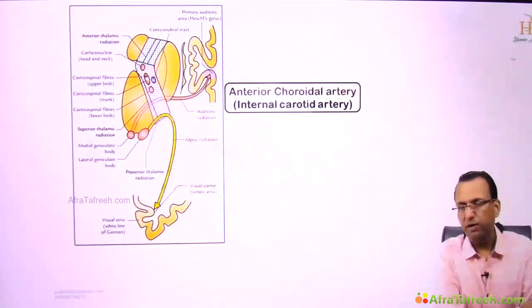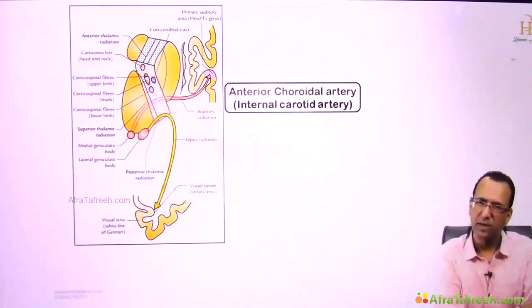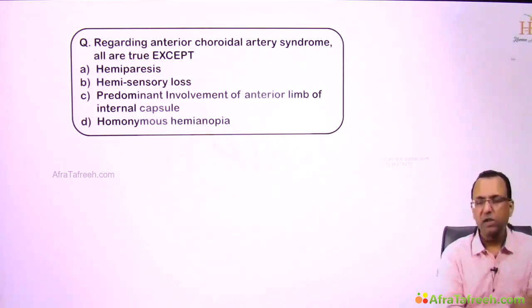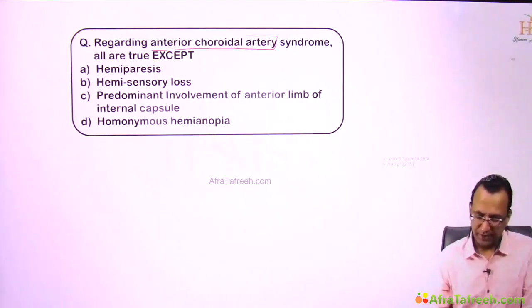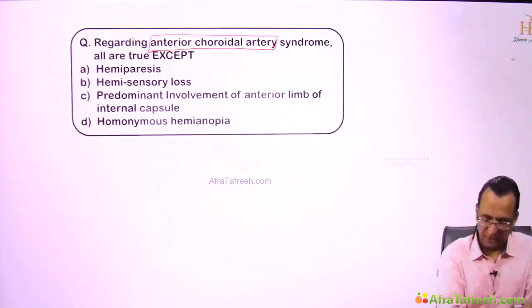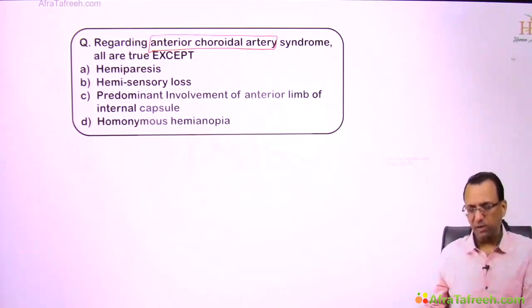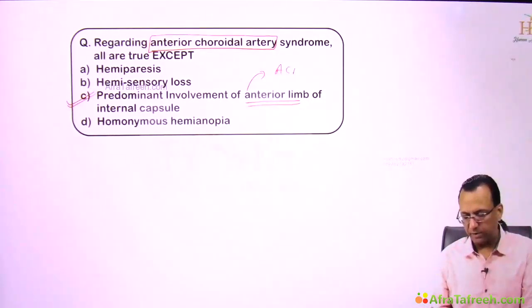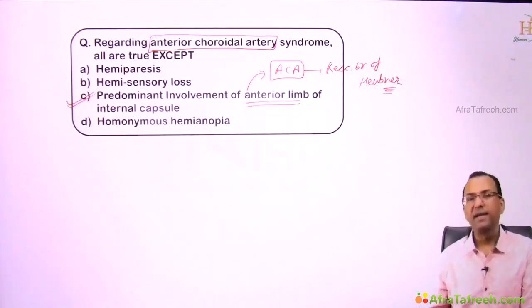So that you remember. Internal capsule blood supply we'll discuss later as well. At this moment, you look at this question. It is asking anterior choroidal artery syndrome. It's a branch of internal carotid artery. So what is not seen? Yes, of course, you know the answer because it is not supplying the anterior limb. Then who is supplying the anterior limb of internal capsule? Actually, anterior cerebral artery. Which branch of the anterior cerebral artery? It is called recurrent branch of Heubner, which we will discuss in a diagram later as well.